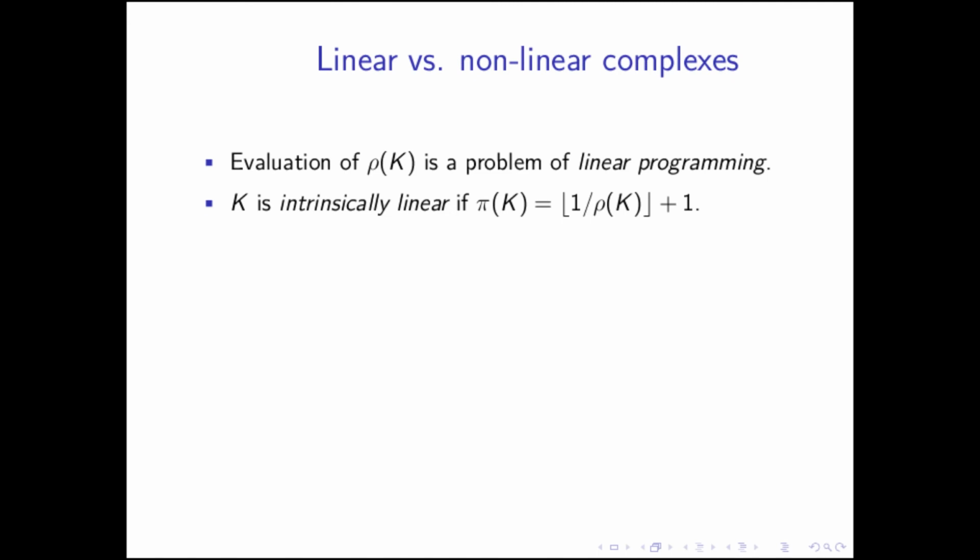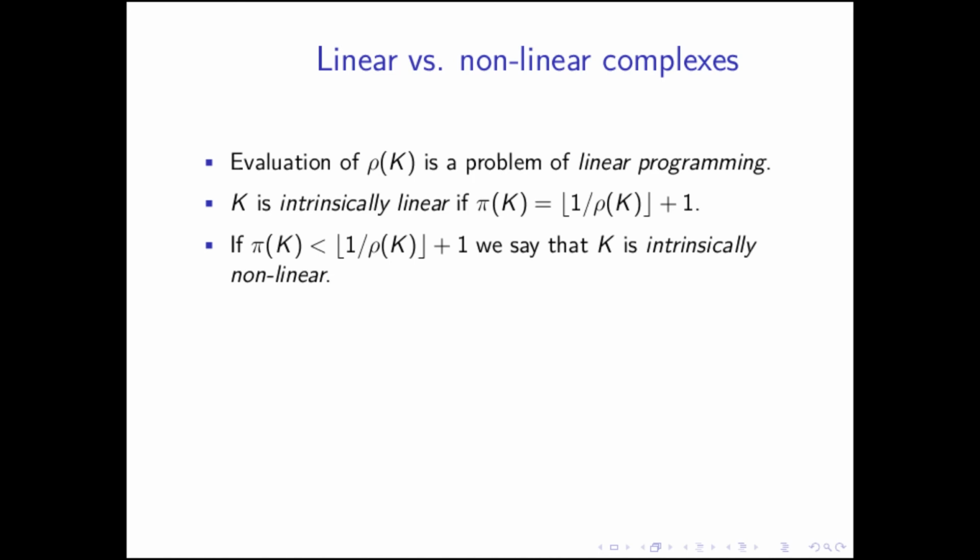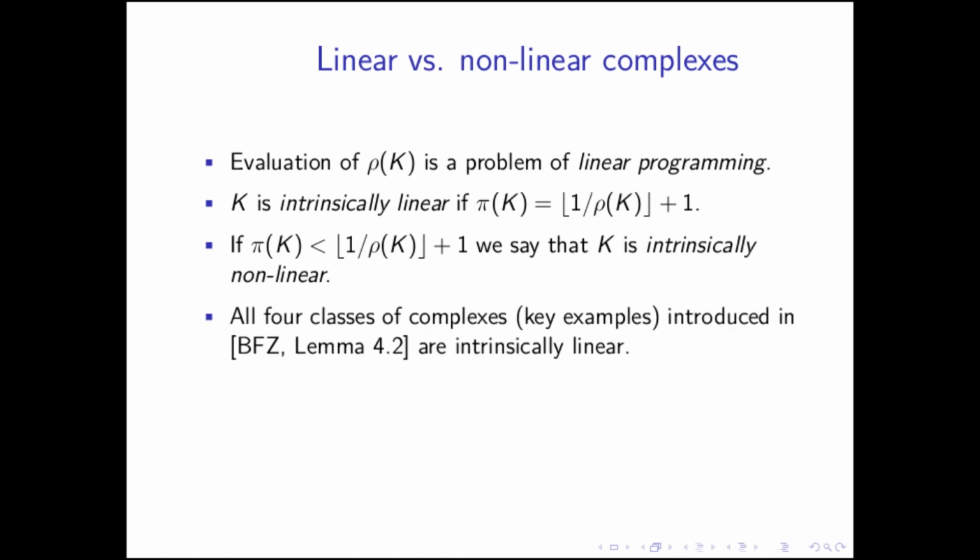A complex is called intrinsically linear if we have equality, and otherwise it is called intrinsically nonlinear. Now, one of the motivations for our work is the following. Blagojevich, Frick, and Ziegler really had 4 examples of r-unavoidable complexes, and all of them are intrinsically linear. And we wanted to understand whether one can construct intrinsically nonlinear r-unavoidable complexes. In other words, complexes that cannot be proved to be r-unavoidable by the pigeonhole principle in some sense.